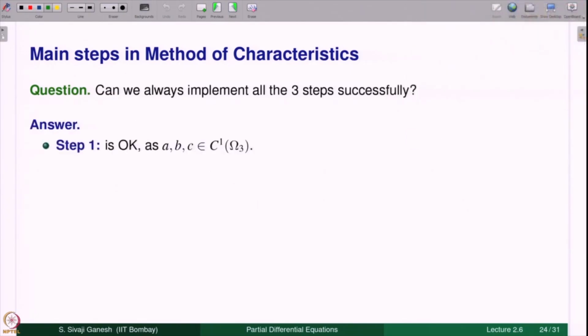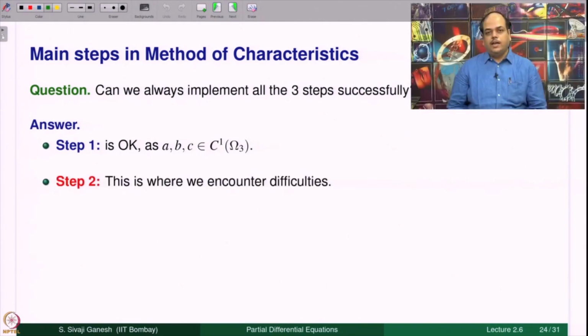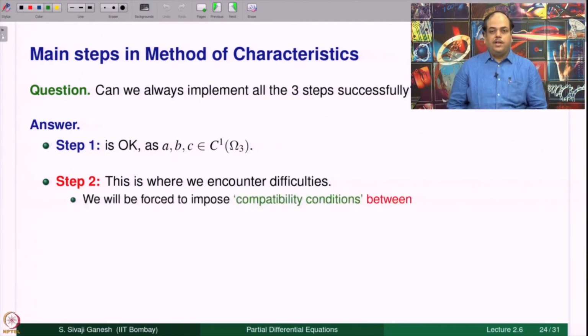That is okay, because A, B, C are C1 functions in omega 3. Picard's theorem will give you that characteristics pass through every point of gamma. Second step, this is where we encounter difficulty, this is where the problem lies, because we need to apply the inverse function theorem. Inverse function theorem requires some conditions to be met. So, we will be forced to impose compatibility conditions between the PDE and gamma.